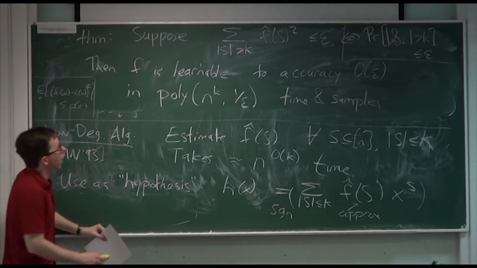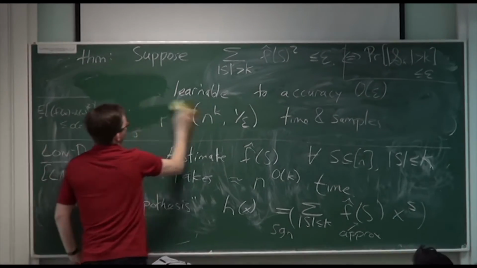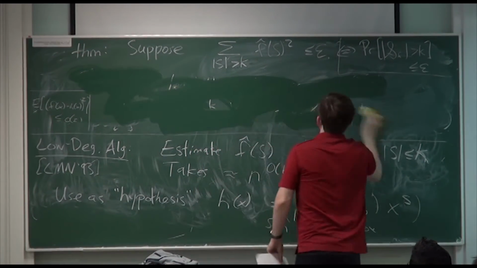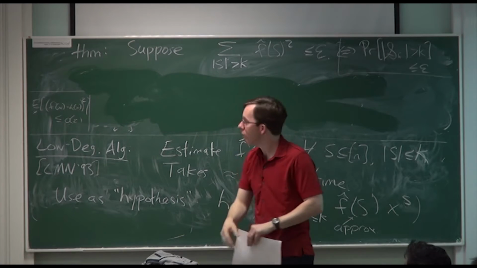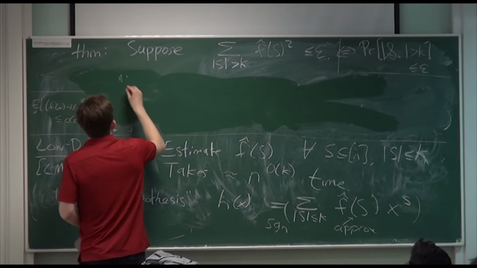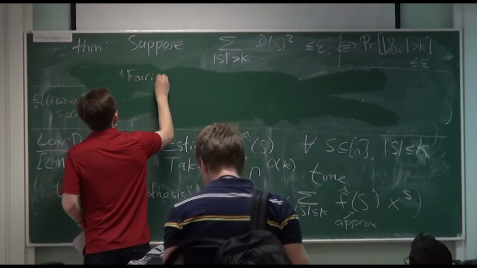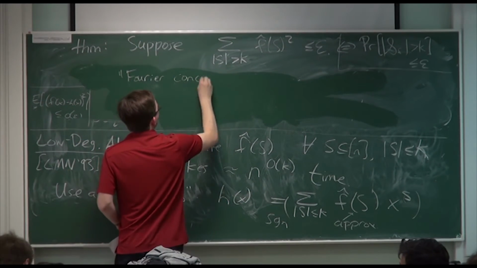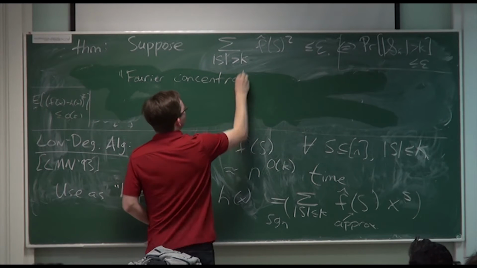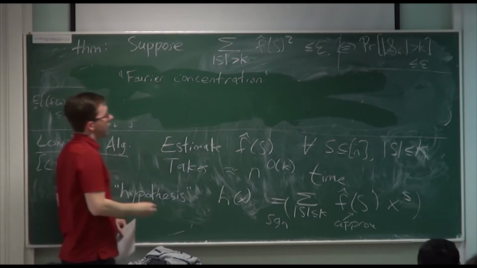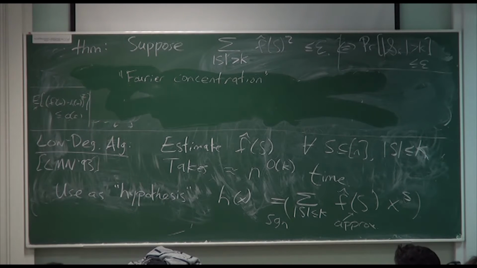Let me just call this property Fourier concentration. You can say that the Fourier spectrum of f is concentrated on sets of cardinality at most k. How can we show that various functions have good Fourier concentration? I'll have time here to tell you about one method of showing this, and it's by studying something called average sensitivity of Boolean functions.